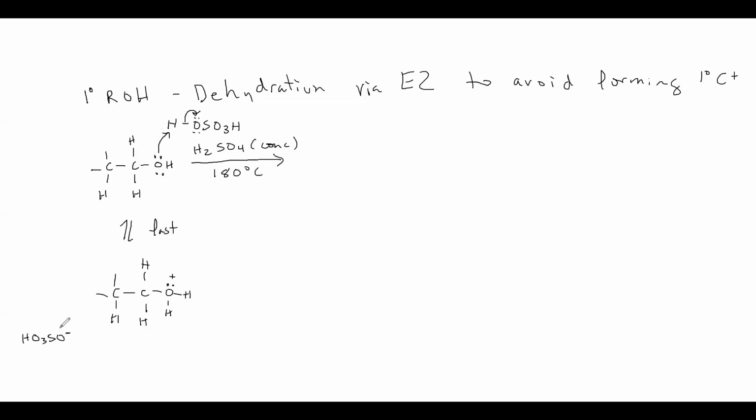Acts as the base and can take the neighboring proton, right? This is the beta proton. Carbon-hydrogen electrons move in to form a double bond, and our water leaves as our leaving group. So this is a slower process, but it allows us to avoid having to form a primary carbocation.